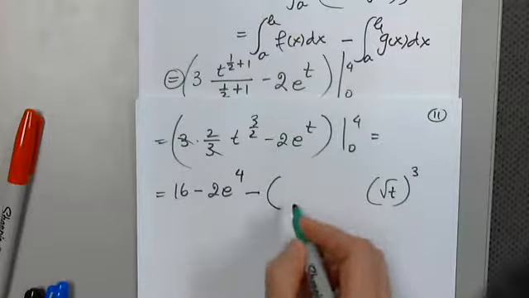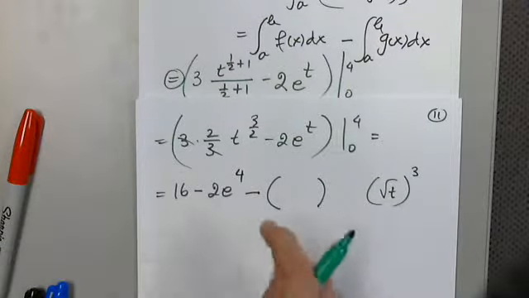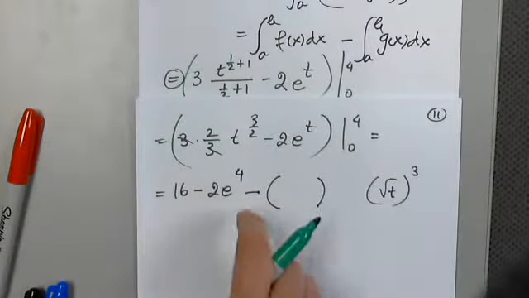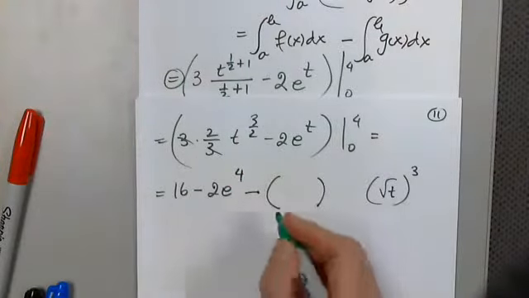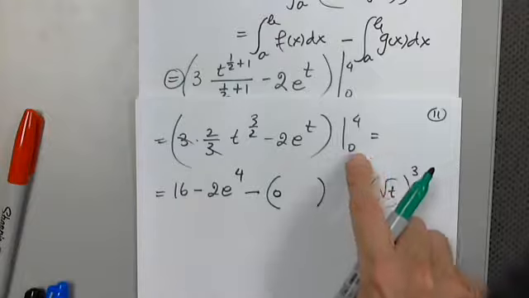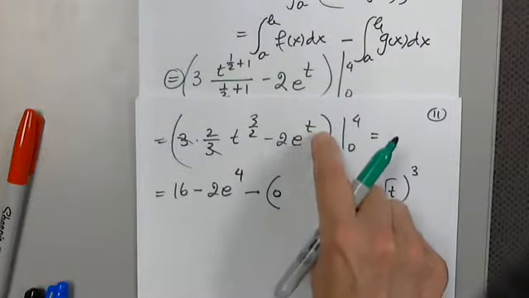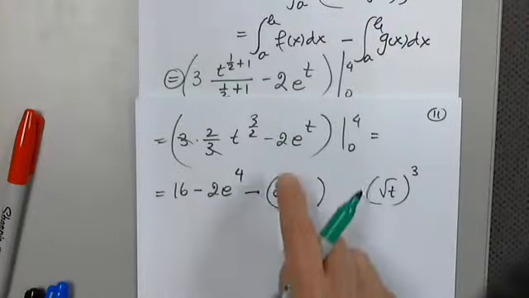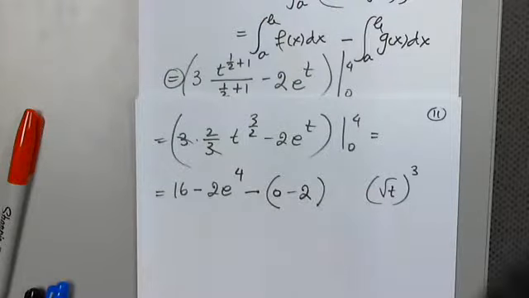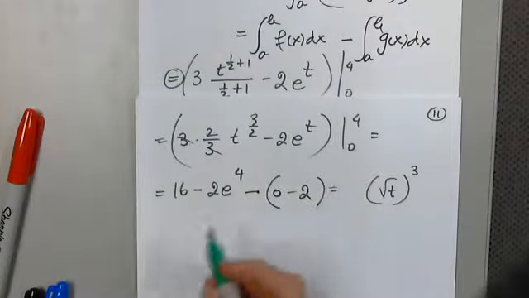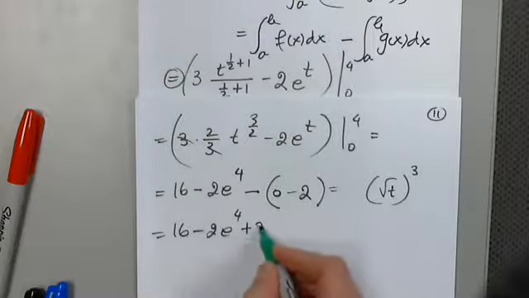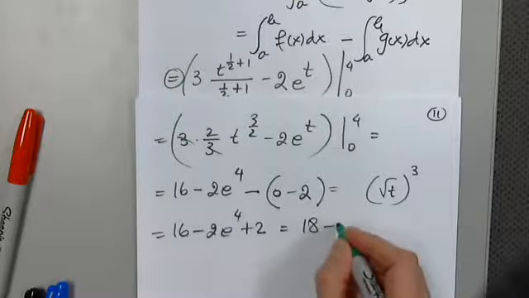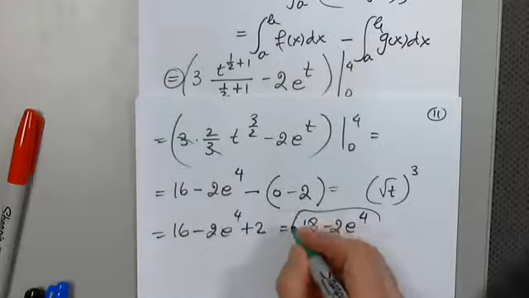Minus, in parentheses, so I don't forget to distribute the negative sign from the theorem. When I plug in 0 in the first term, it's 0. When I plug 0 in the second term, e to 0 is 1 times 2. Perfect. So then we have 16 minus 2e to the 4th power plus 2, which is 18 minus 2e to the 4th.